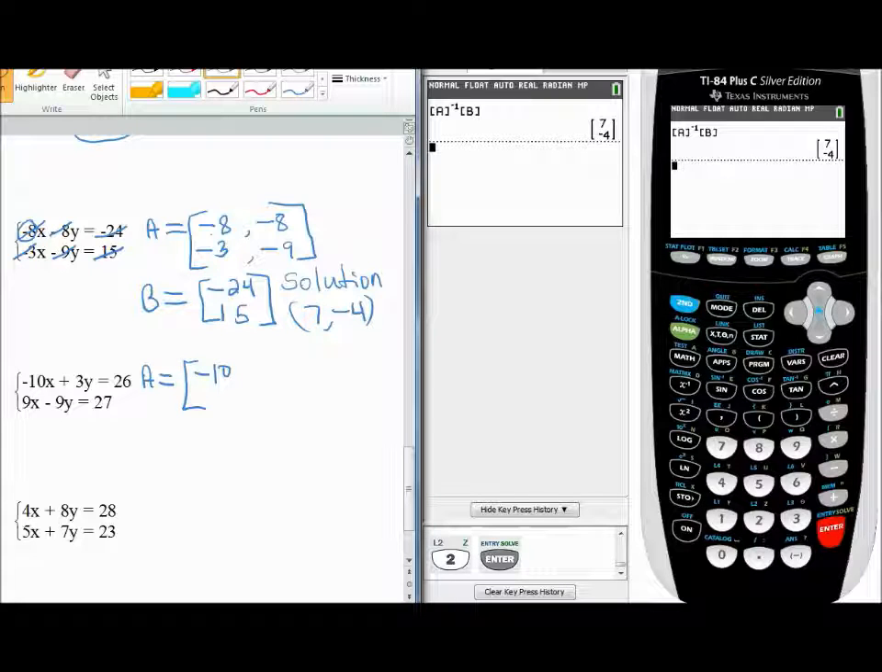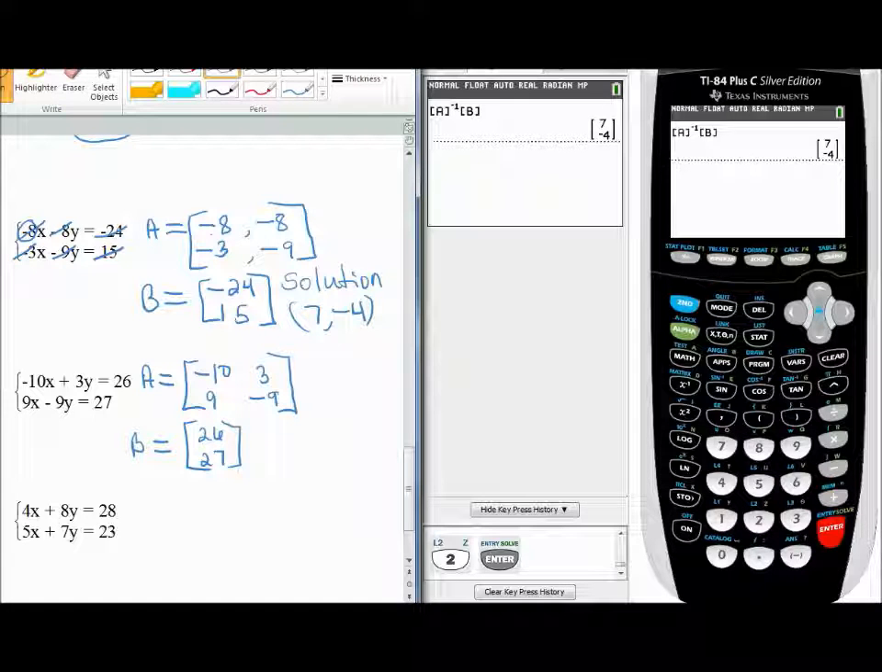-10 for the first one, then 3, then 9, and -9. Also, I don't even think I said this, but make sure you are watching your signs. A lot of my students will drop their signs, not really paying attention. So instead of putting a -10, they'll just put 10. Instead of putting -9, they'll put 9, and then they don't understand why they got the wrong answer. It's because you didn't put the right information in. So for matrix B, you should have 26 and 27. That's a 2 by 1 matrix.